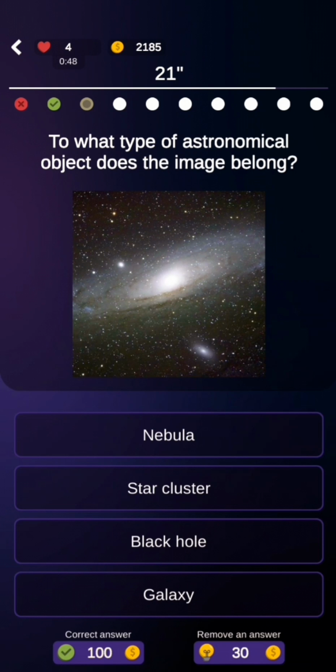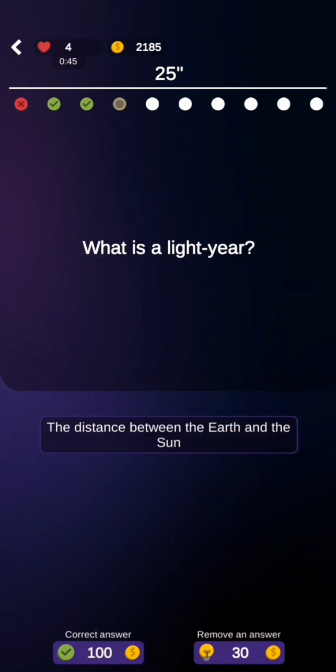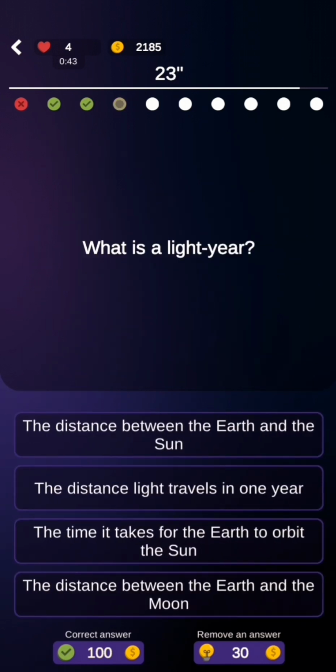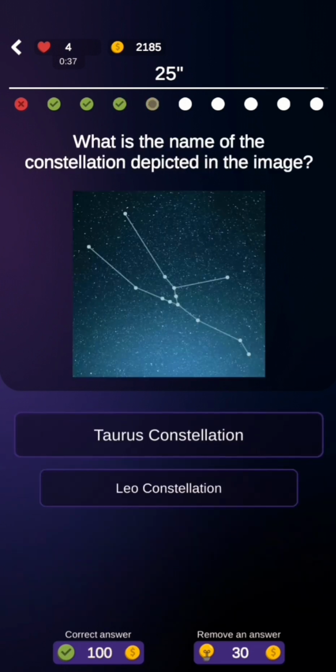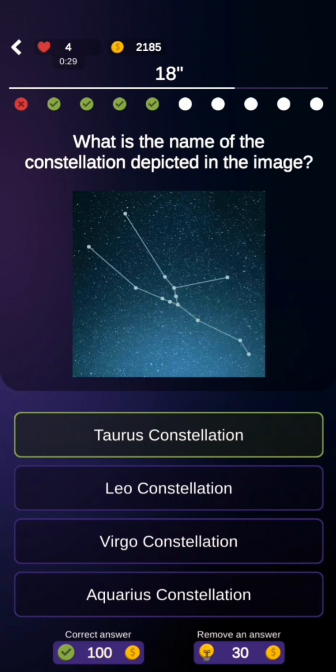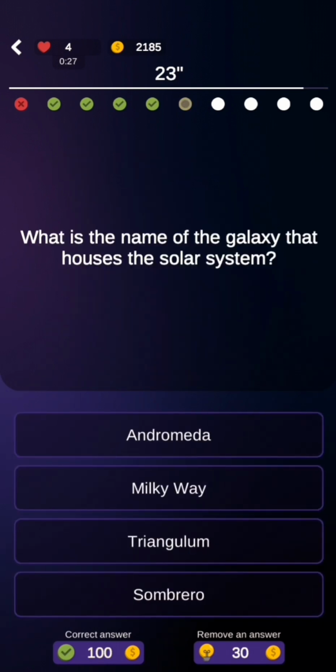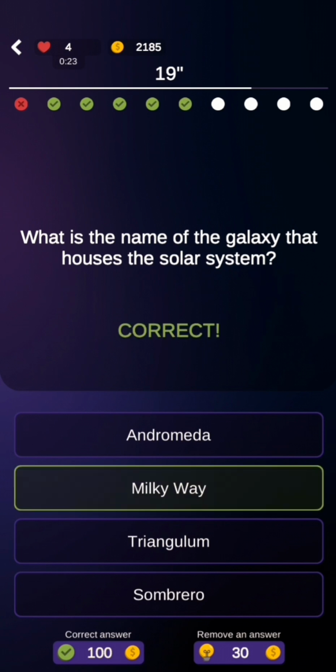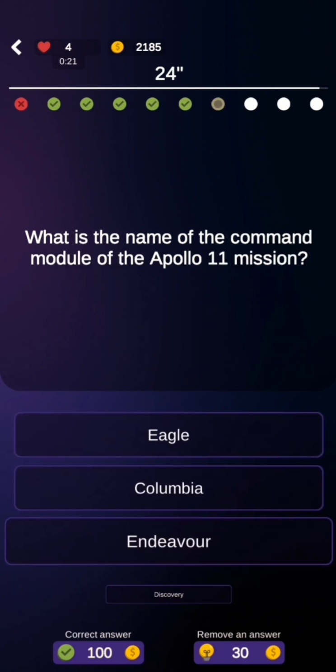Lightly. What is a minutes light travels in 1 year? What is the name of the constellation depicted in the image? I think that's one of the northern hemisphere constellations, Taurus, the Bull. What is the name of the galaxy that houses the solar system? The Milky Way. That's a galaxy.